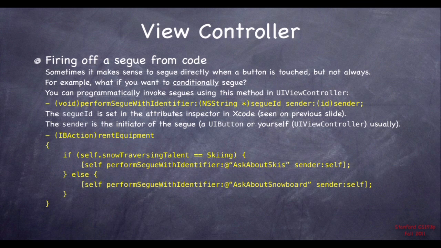Snowboard, you don't. You have the length of the board, goofy or not, that kind of stuff. So you've got these two different segues, and you just have a target action method in a view controller called rent equipment. You click that button. This code executes, and depending on whether you're a skier or a snowboarder, it performs segue by name. This ask about skis or ask about snowboard would be in the inspector of that segue in the storyboard, and so you're conditionally segueing.